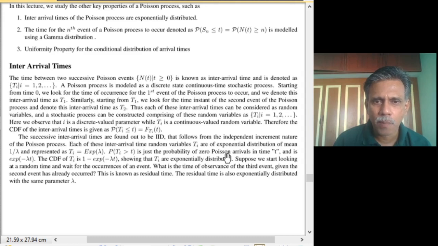So the probability of 0 Poisson arrivals in a duration t is what we are interested in. And we know that is given by e power of minus lambda t, times lambda t power 0 by 0 factorial. This is the CCDF. So therefore the CDF of Ti is 1 minus e power of minus lambda t, which means that they are exponentially distributed with a parameter lambda. So we see that the inter-arrival time is exponentially distributed. This is not only true for the first inter-arrival time; for any given inter-arrival time, it has to be true.